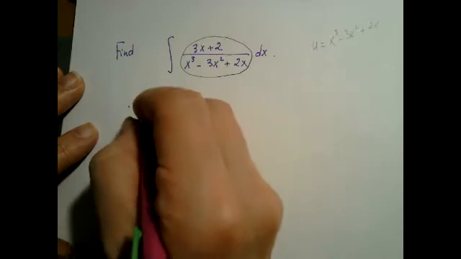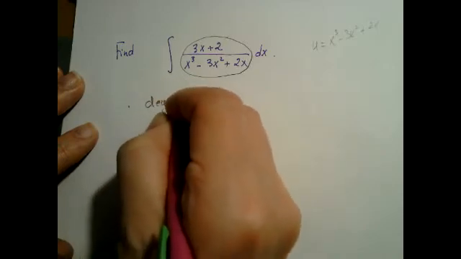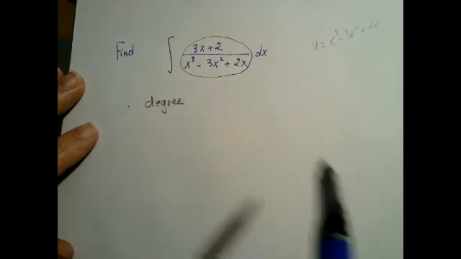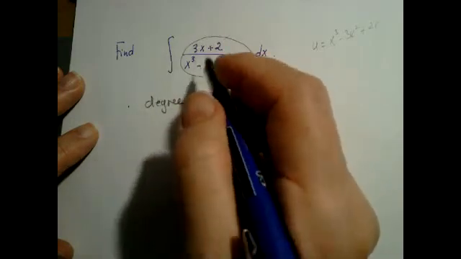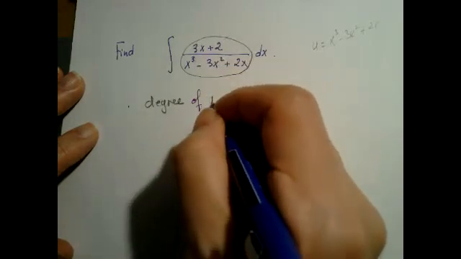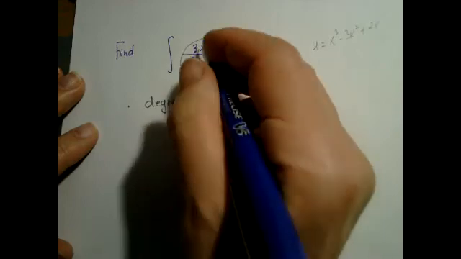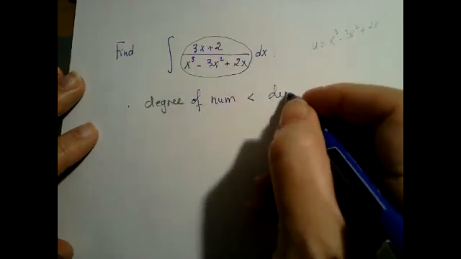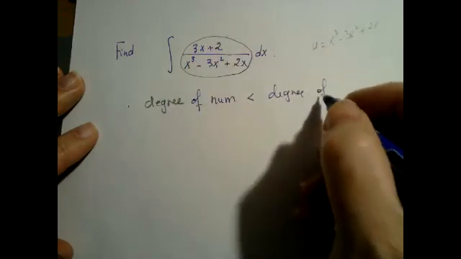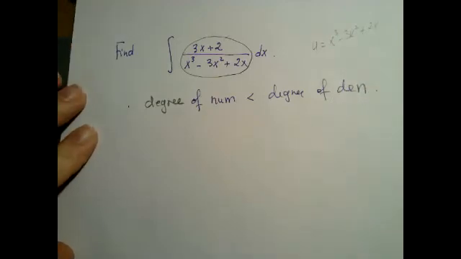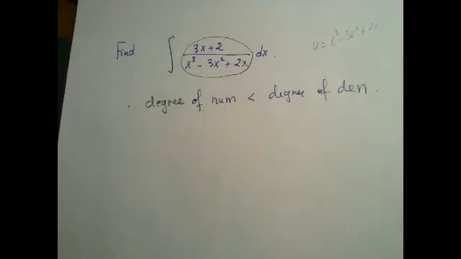Numerator 3x plus 2, denominator is x cubed minus 3x squared plus 2x. Second, we're going to see the degree of the denominator, because everything I'm telling you works only when the degree of the numerator is less. So the degree of the numerator, which is 1, is less than the degree of the denominator. The technique I'm telling you about only works in this situation.